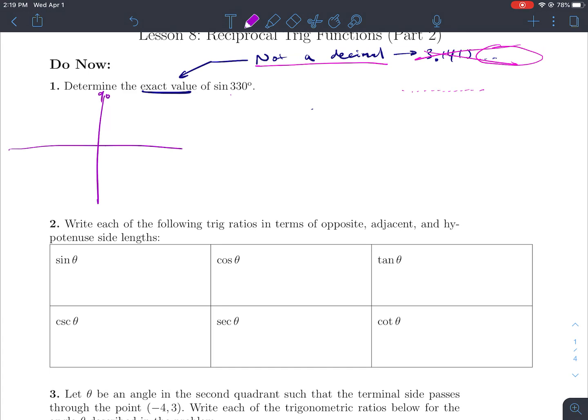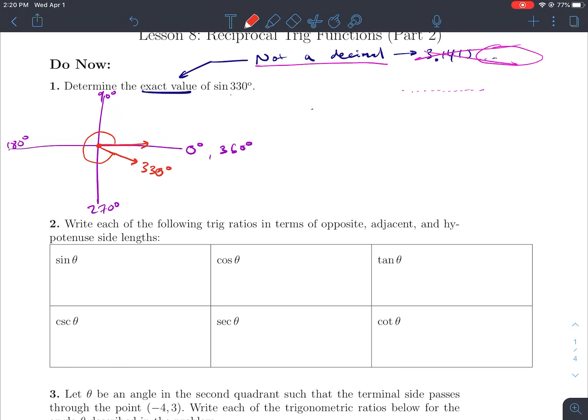Let's label these 90 degrees, 180 degrees, 270 degrees, and we start here always. So this would be 0 degrees, but also if we go all the way back, that'd be a full circle, so 360 degrees. All right, so let's draw our angle. You start at 0 degrees, 330 goes past 90, past 180, past 270, and almost to 360. And then we've got 330 degrees right here.